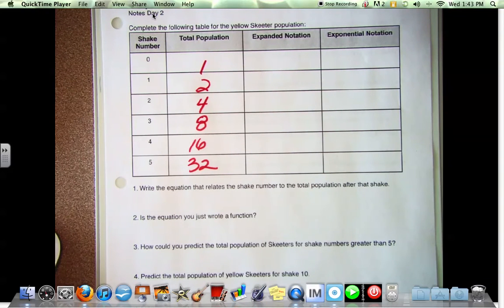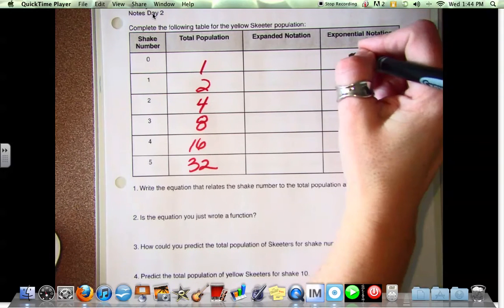You guys noticed what happened with this population? It doubled. It was a factor of what? Two. All right, so that factor we looked at in yesterday's assignment, and that factor is what helped us to write it in exponential notation.